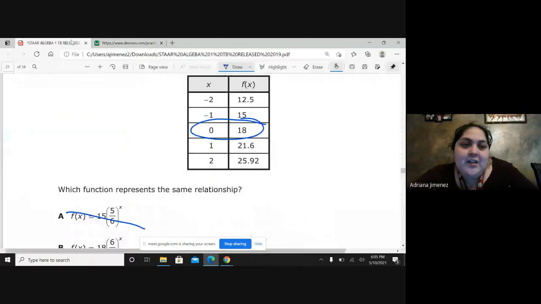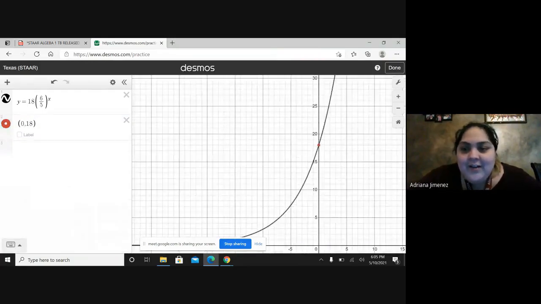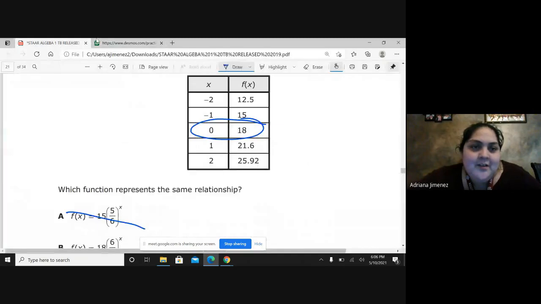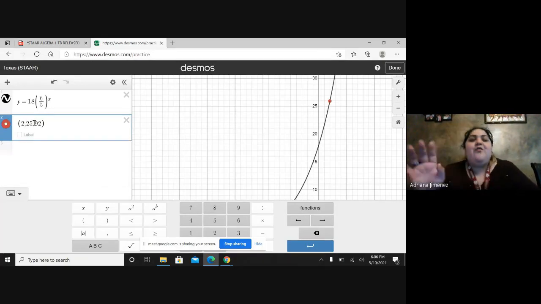Okay, let's change it to negative 1, comma, 15. So this is going to be 15. And this is negative 1. It's on it. All right, the next one is 18 and 0. We know that one's on it because that's the y-intercept. Okay, we're going to change this to a positive 1. And this is 20 something, 21.6. That's on it. All right, the next one's 25 something, 25.92. And then that's the number 2. And it's on it. So all those dots were on it.